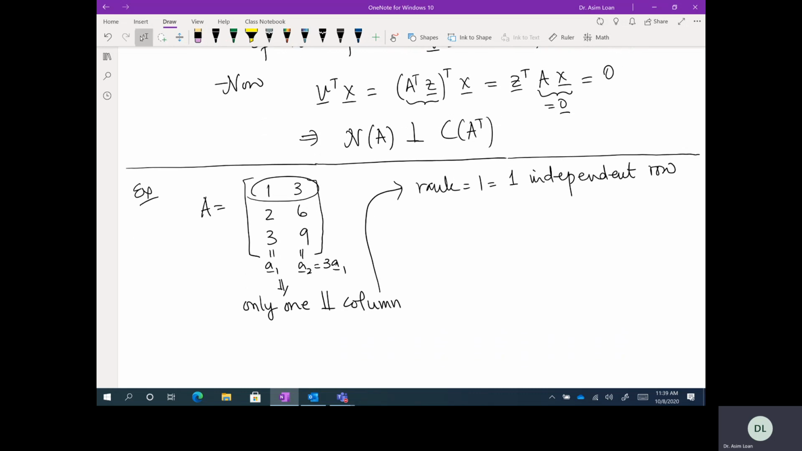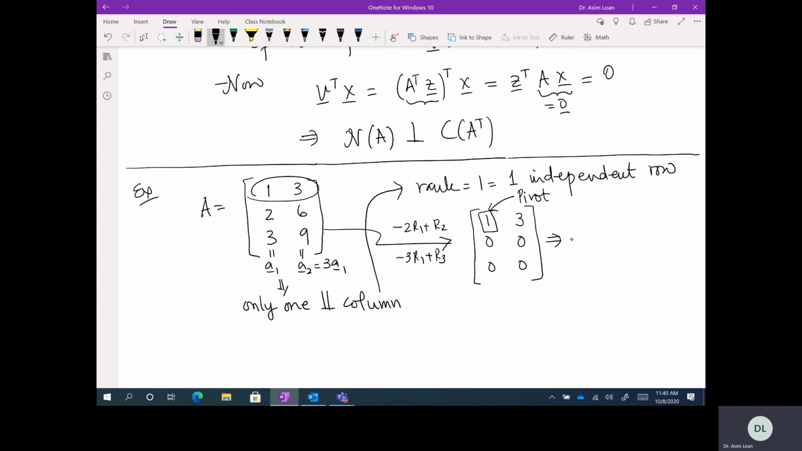So I don't have to reduce this A to an echelon form. Or if you want, I could do that. But in any case, let's do that. So I do minus 2R1 plus R2, minus 3R1 plus R3. If I do that, I'll get 1 and 3. Minus 2 plus 2 is 0, minus 6 plus 6 is 0, minus 3 plus 3 is 0, minus 9 plus 9 is 0. So there is only one pivot. So this is the pivot. If this is the pivot, there is only one pivot variable and there is one free variable.